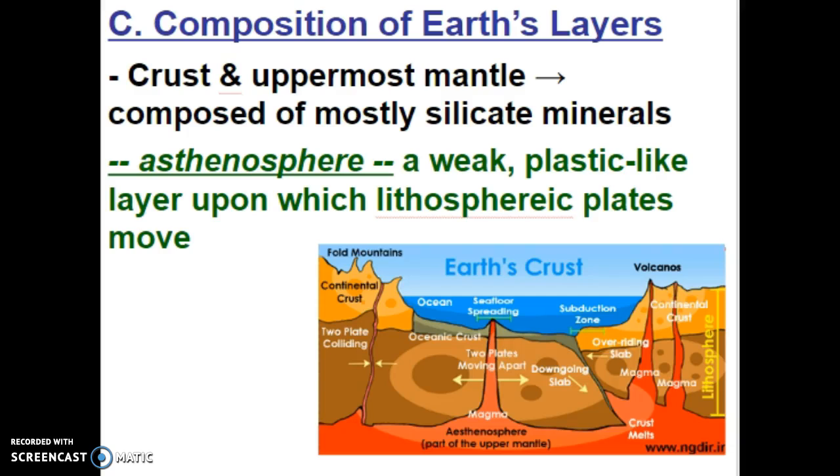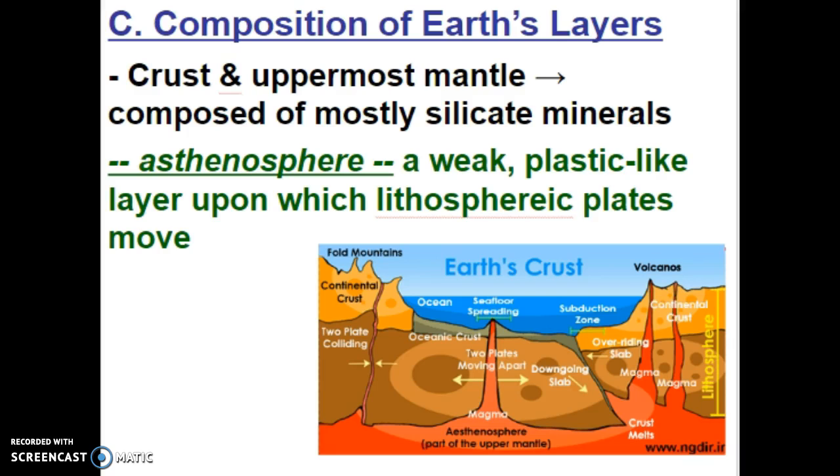When we talk about the composition of the Earth's layers, the crust, the lithosphere, the part that we're standing on, and the uppermost mantle are composed of what we call silicate minerals. We'll talk a little bit more about those in our next unit in more detail. But silicate minerals are very light colored and they have a pretty low density.